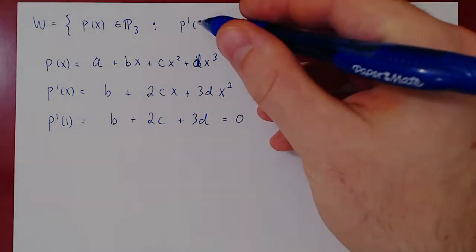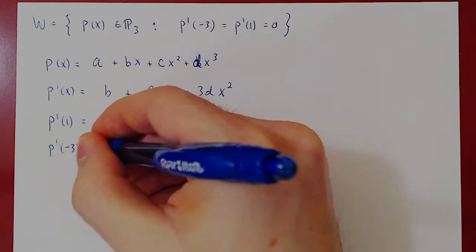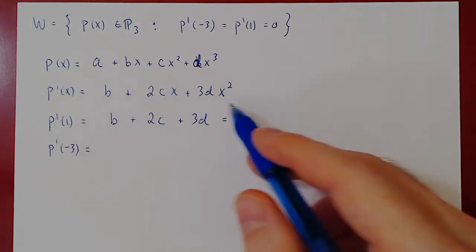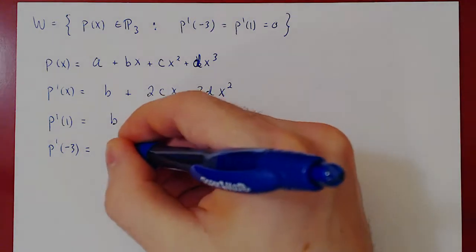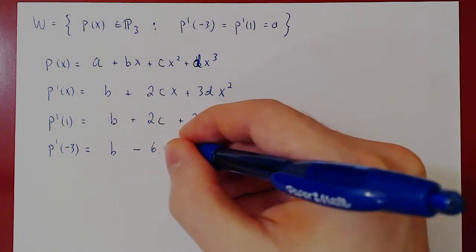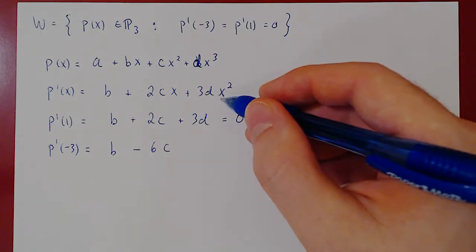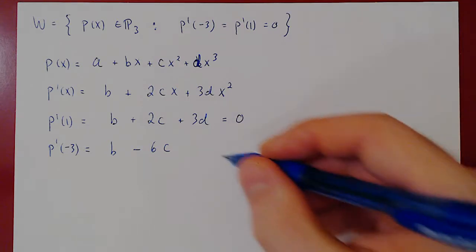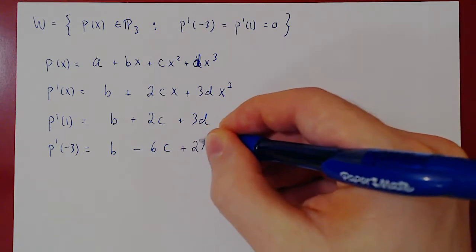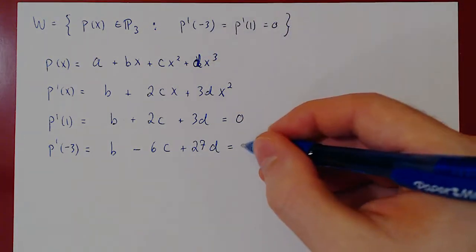And let's evaluate the derivative at negative 3. So p prime at negative 3. We are now replacing the derivative's x by negative 3, which gives us b. Negative 3 times 2, negative 6, so negative 6c. Negative 3 squared is positive 9, times 3 is 27, so plus 27d, and this is also equal to 0.